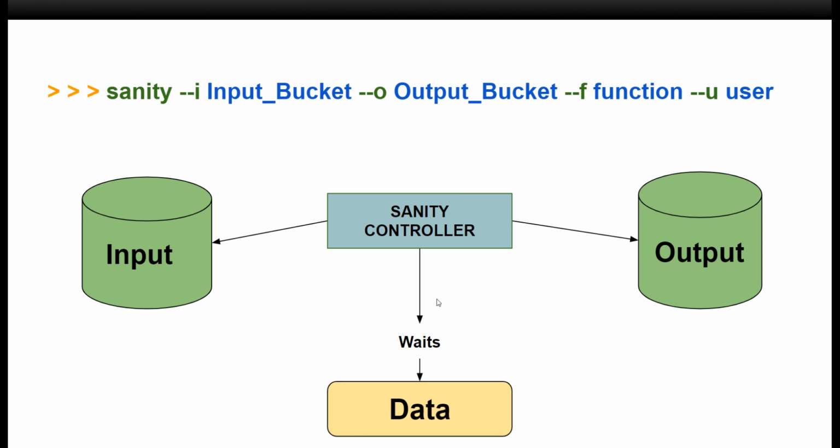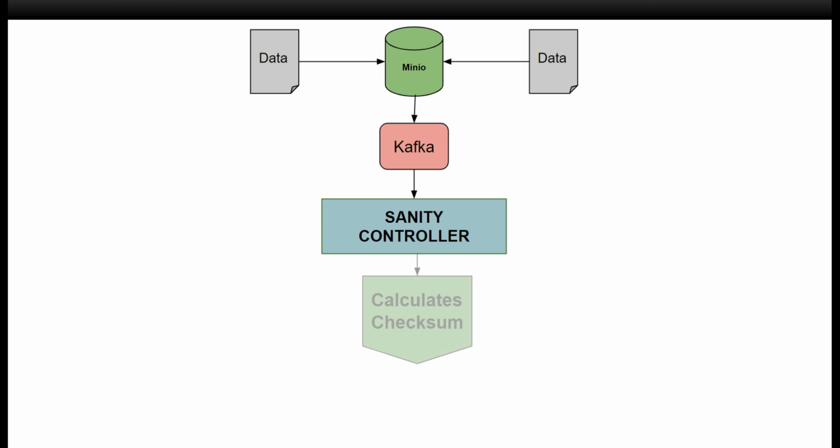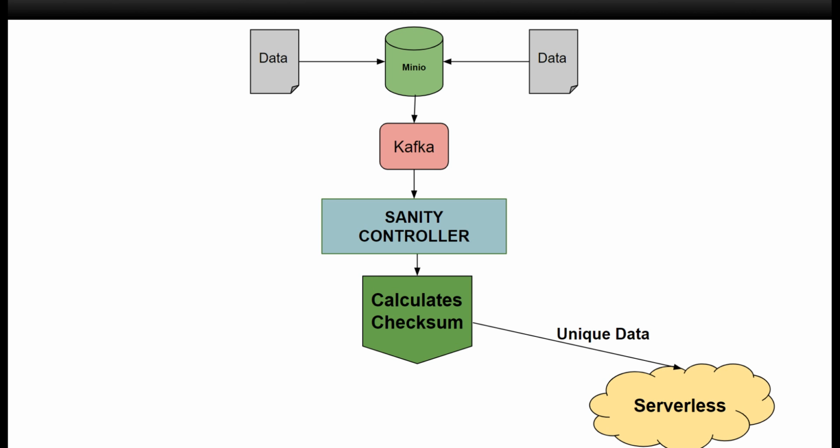As soon as the data arrives in Minayo, Kafka notifies the Sanity controller about the data. The Sanity controller then computes the checksum of the data. Based on this checksum, we can conclude whether the data is unique. If it is unique, then the stateless function is executed on OpenWhisk. If the data is duplicate, the output reference is returned to the user.